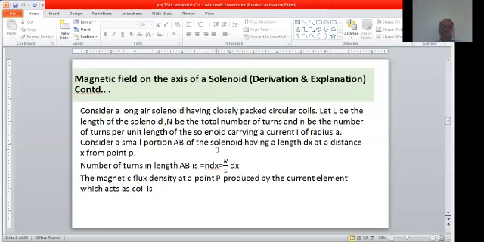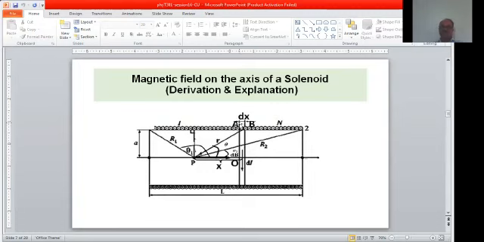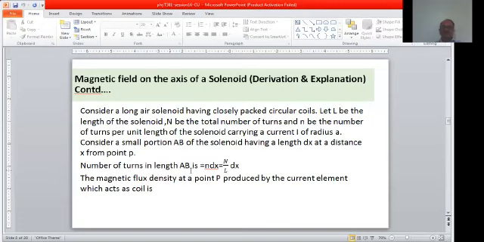Consider a small portion AB of the solenoid having length dx at a distance x from P. As shown in the diagram, the perpendicular distance of this element from this point is capital X. The number of turns in the element AB is n into dx. This is equal to capital N divided by L, where N is the total number of turns in the coil and L is the total length, which gives the turn density, the number of turns per unit length. That is denoted by small n and multiplied by dx. Therefore, this gives the total number of turns present in the element AB.